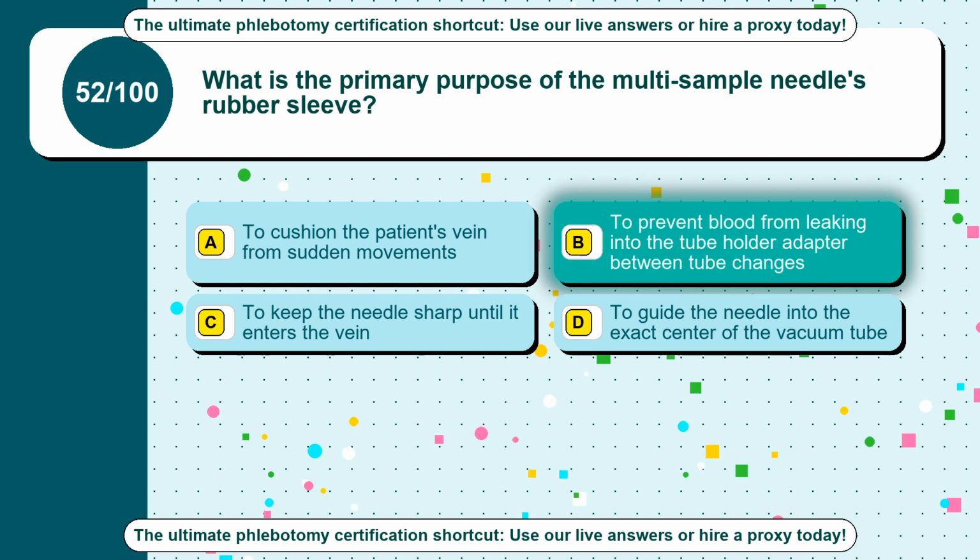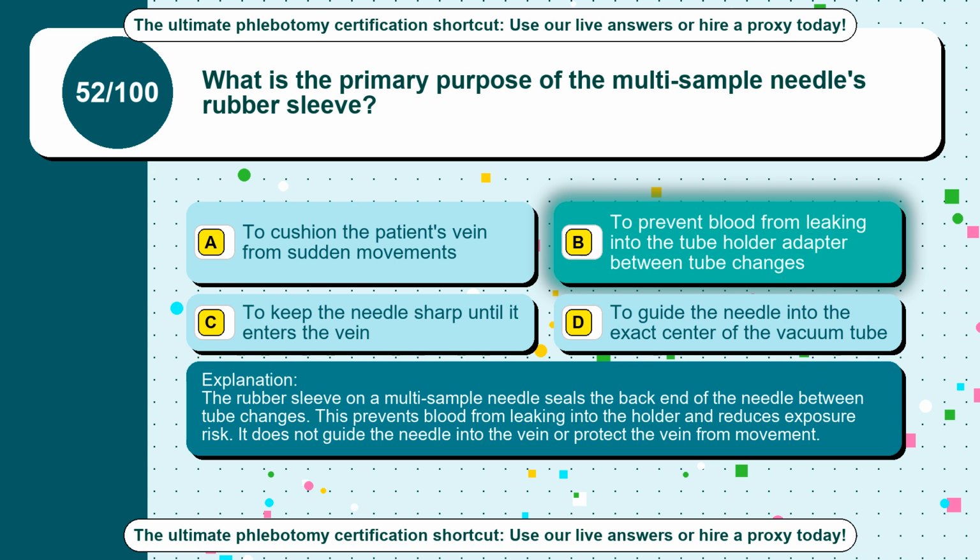The correct answer is option B. To prevent blood from leaking into the tube holder adapter between tube changes. The rubber sleeve on a multisample needle seals the back end of the needle between tube changes.